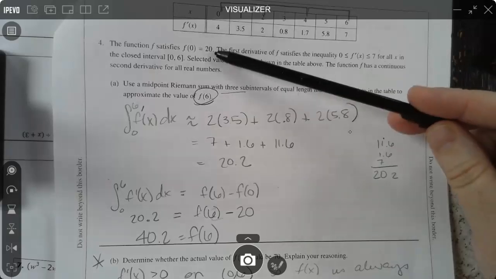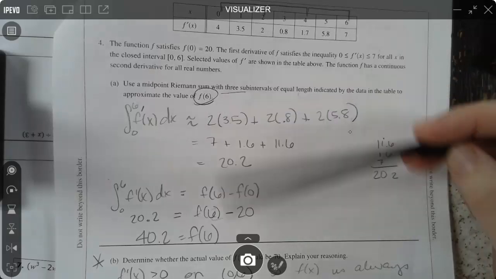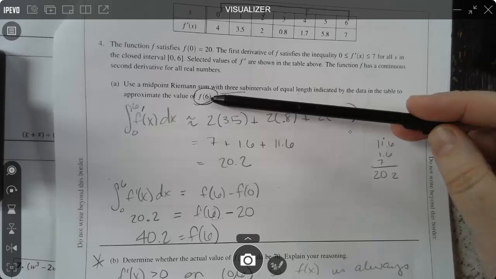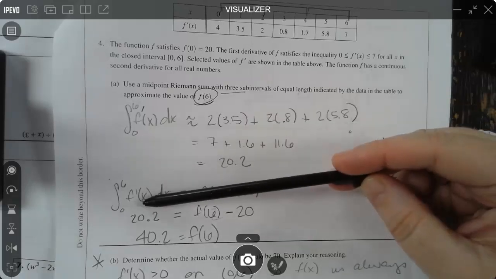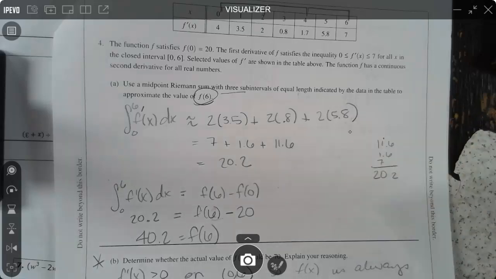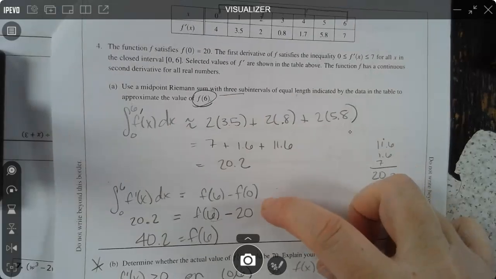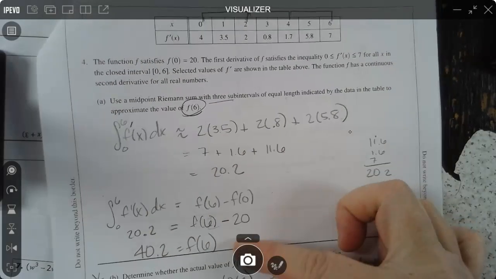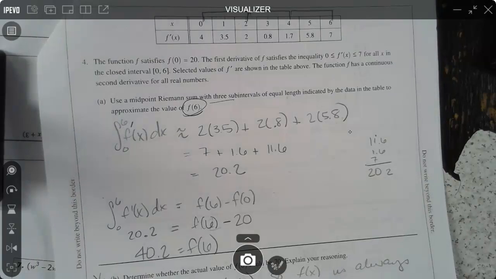So, listen, they gave me f of 0. They're asking me for f of 6. I had the integral of a derivative, so I could do that by antiderivative top minus bottom. So you got 1 point for the midpoint sum, 1 point for using the fundamental theorem, and 1 point for the answer.